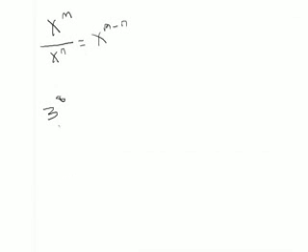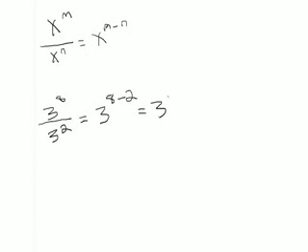Okay, now let's go to the division. And so let's use our 3 again. 3 to the 8 divided by 3 squared. And what that would be would be 3, still the same base, and then 8 minus 2, which would be 3 to the 6.